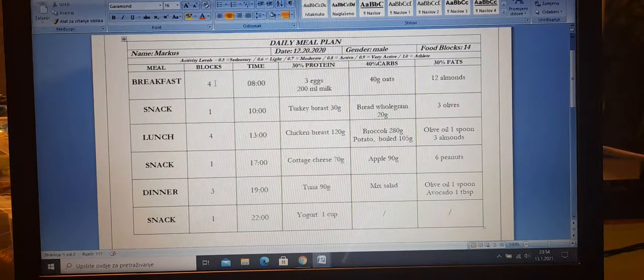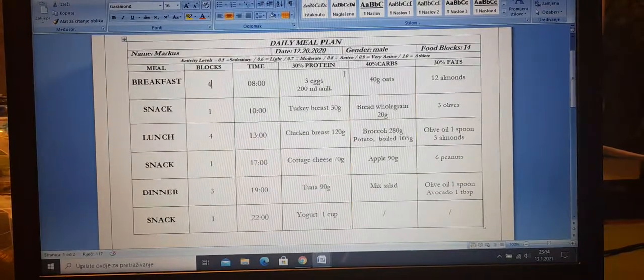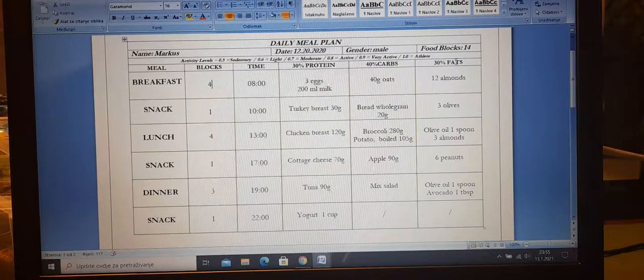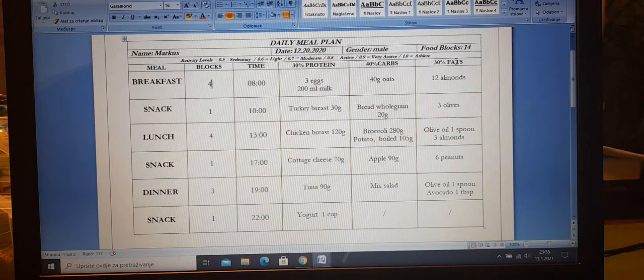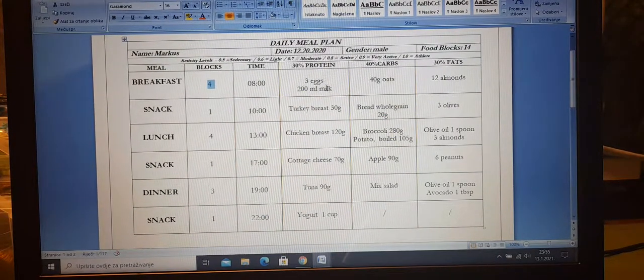So let's see how we're gonna do it with the blocks. Let's say one example: for breakfast we have 4 blocks. What this means, first of all, is that it's very important to know the main principle of the zone nutrition plan: in each meal we combine all 3 macronutrients. This means proteins, carbohydrates, and fats we combine in each meal. So these 4 blocks mean we need to eat 4 blocks of proteins, 4 blocks of carbs, and 4 blocks of fats.